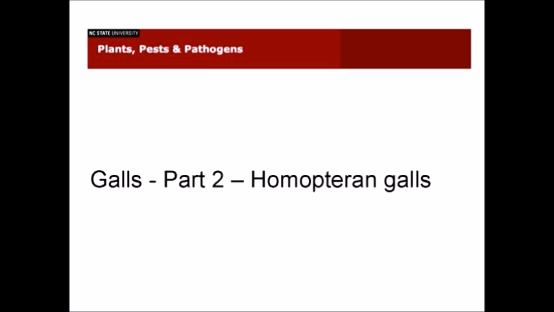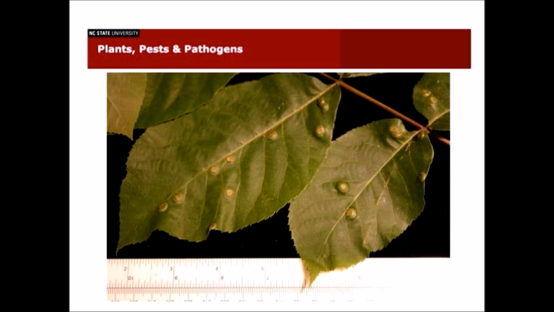Okay, we move on to the homopteran galls, and there are several groups of insects within the homoptera that produce galls. We have aphids, we have psyllids, we have the adelgids, like the hemlock woolly adelgid that Steve referred to, and I'm going to just show you some of these here. These are called phylloxerans. This is another group of galls. They're related to aphids, and most of the phylloxerans we have here in North Carolina produce galls on hickory and pecan.